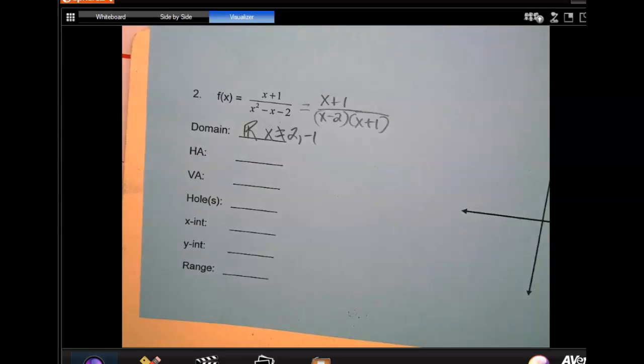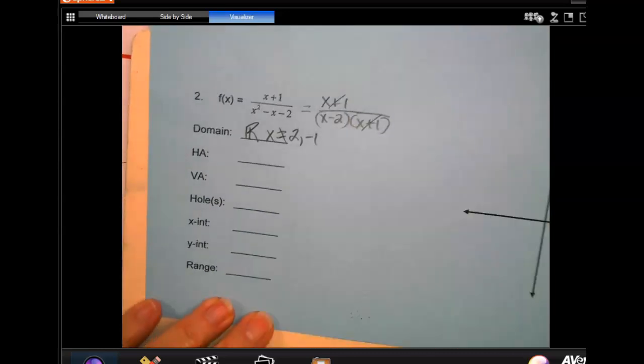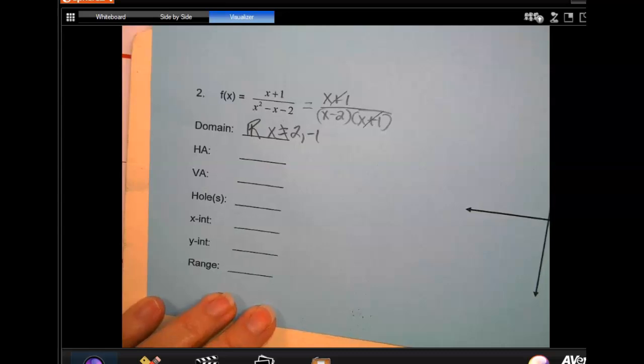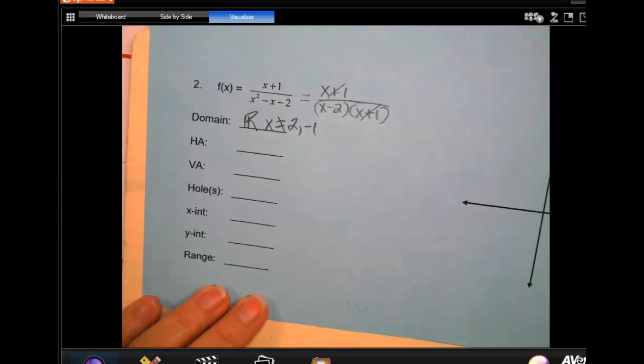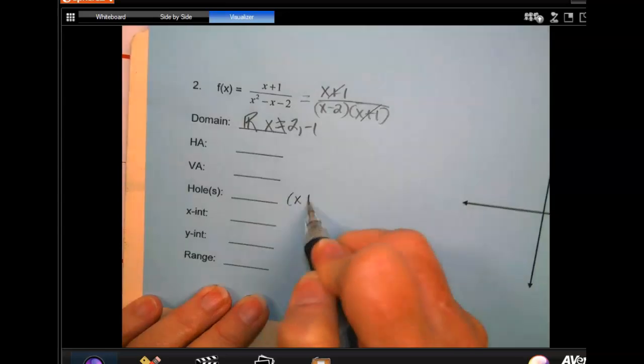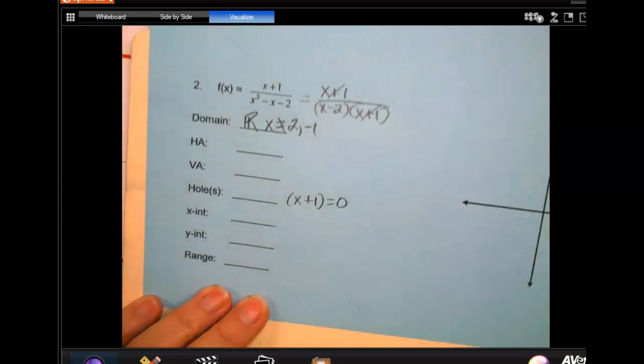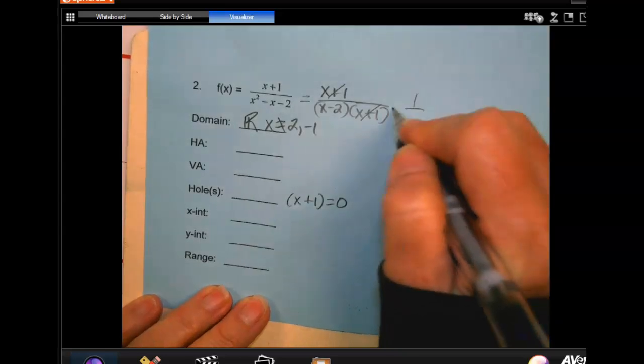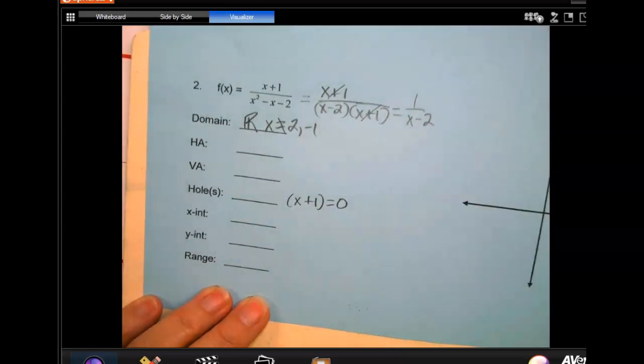As soon as I do that, the next thing I'm going to do is cancel. I'm going to cancel my x plus 1s. And as soon as I cancel, what does that tell me I have? I have a hole, so I'm going to put the x plus 1 right here by the hole so I remember that. And my new function is going to be 1 over x minus 2.